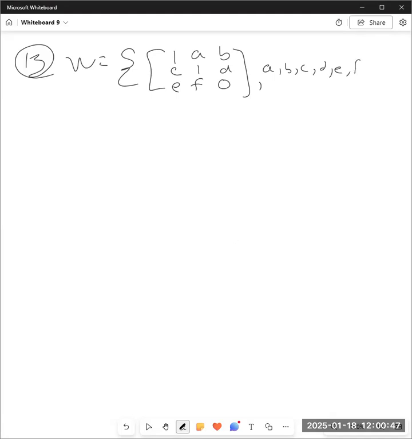So we're told in number 15 that W is the set of all matrices in M 3 by 3 that are of the form [1, A, B; C, 1, D; E, F, 0], where A, B, C, D, E, and F are real numbers, and show that W is not a subspace of V. V is M3,3. Show W is not a subspace of V.